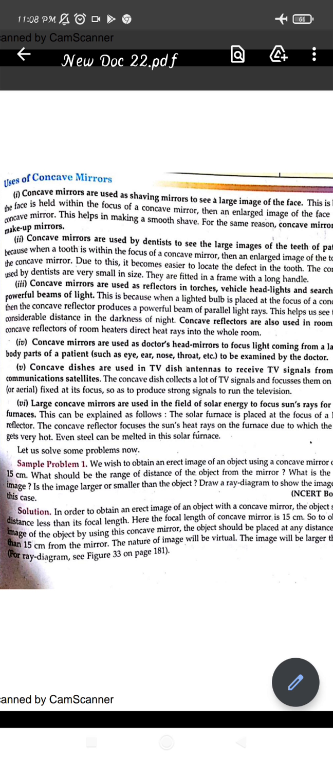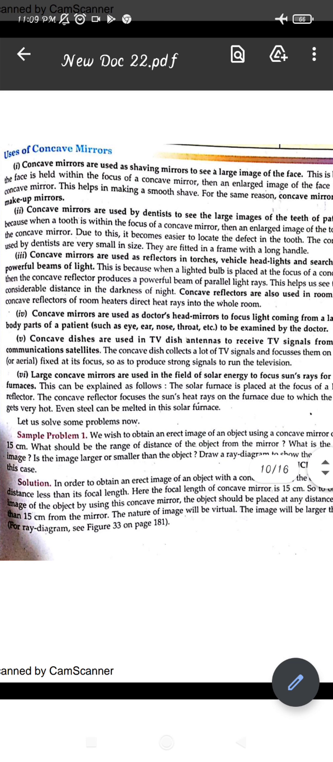Next, concave mirrors are used as the doctor's head mirror. There they focus on the eyes, ears, teeth, throat and many more things, so that they can get a highly magnified image. Similarly, concave dishes are used in TV dish antennas to receive TV signals from the communication.